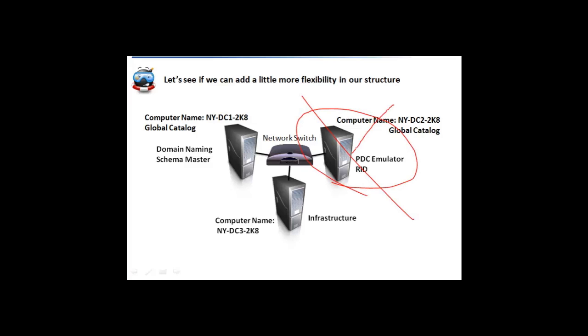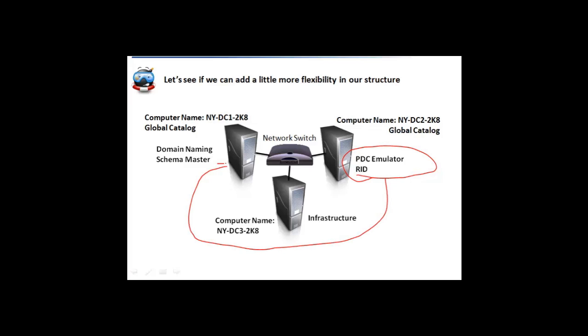For instance, if the PDC emulator goes down, this one can be reassigned to the other domain controller by seizing it. There's a command, or on the GUI, if you right click a domain controller that is not active, you can seize it and then assign it to the domain controller where you want it to be. Usually it will give you choices of which domain controller you want to assign it to.